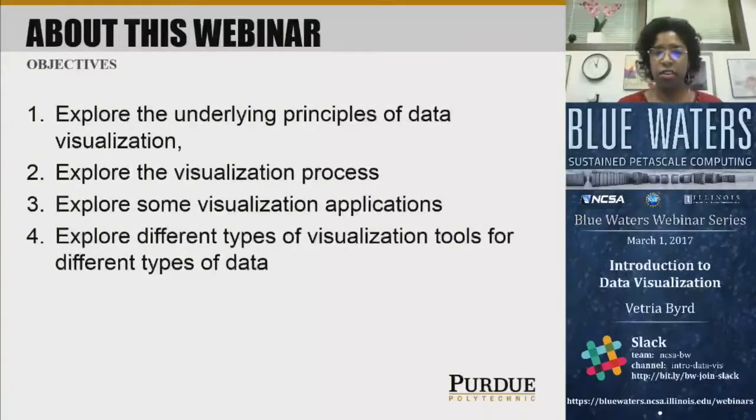The objectives for the webinar are to explore the underlying principles of data visualization. We will take a look at the data visualization process, because it is a process. It's not just pretty pictures. So we'll talk about what that means. We will explore some visualization applications, and we'll look at different types of tools for different types of data.